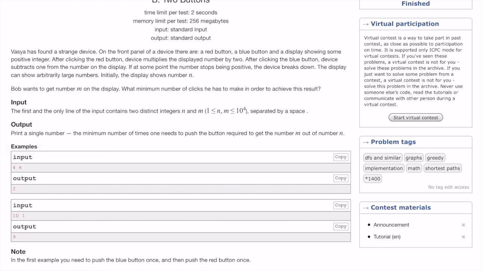Either you can decrease n by 1 or you can multiply n by 2, and you have to reach the number m, which is, let's say, in the first example, 6. You have to do it in the minimum number of steps. What is the minimum number of steps that we need to go through to get to this number?